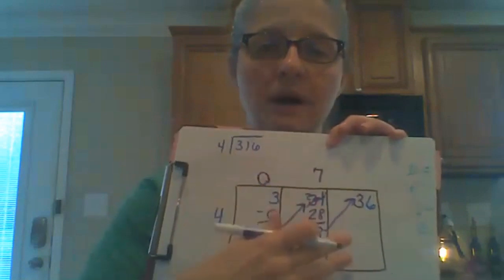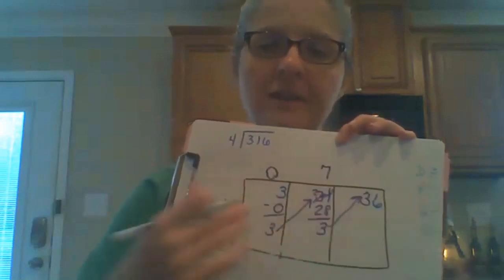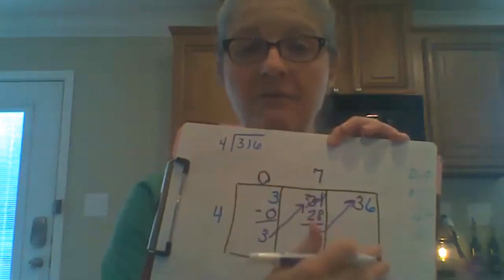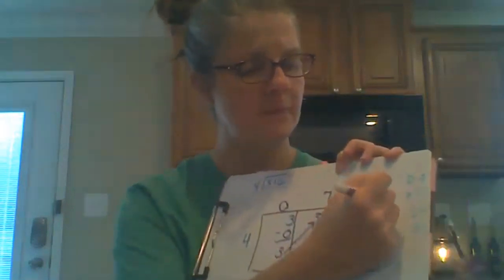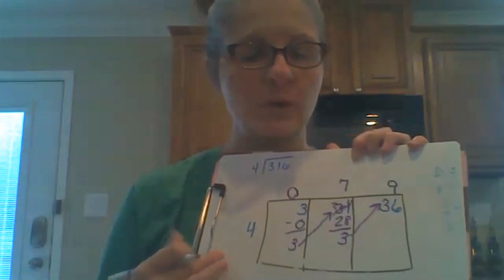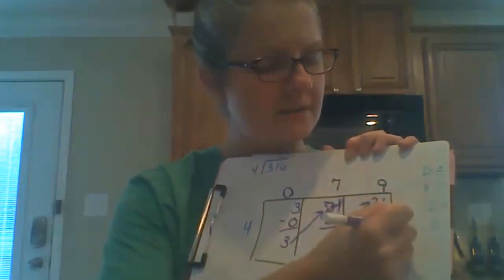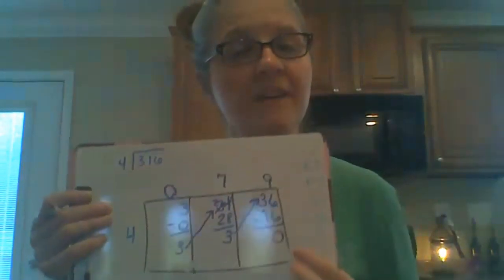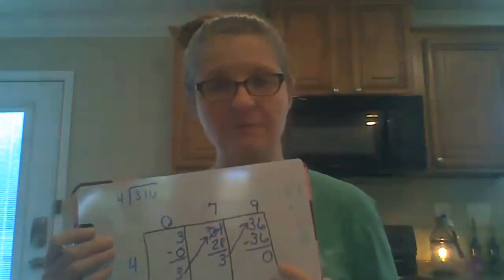When I get to a new box, that's when I start over again. So 4 goes into 36. So 36 divided by 4 is 9. 9 times 4 is 36. Subtract, and that leaves me with 0. If I had leftovers there, that would be my remainder, right? Okay, let's do it with the 2-digit number, and then I will let you guys go for today.